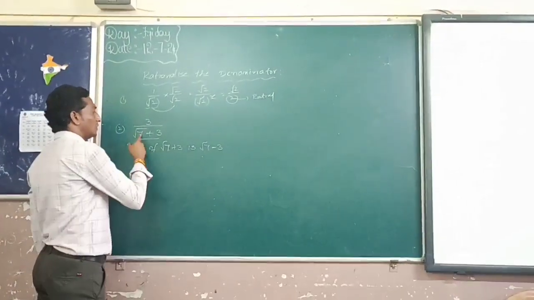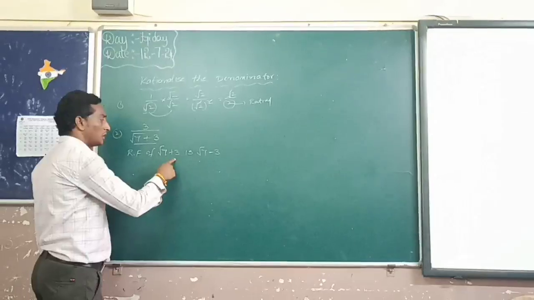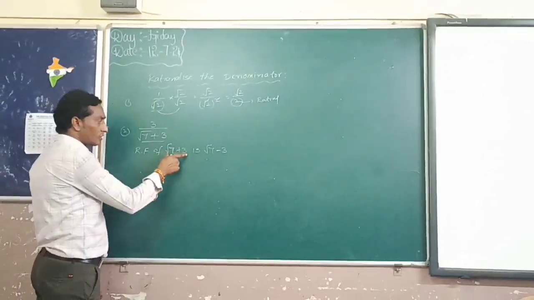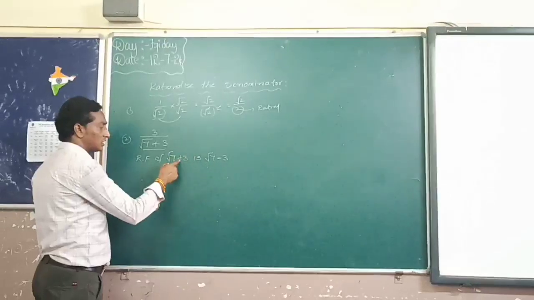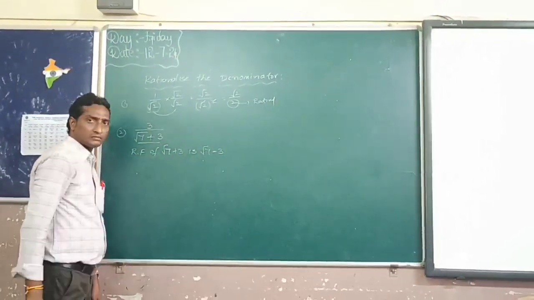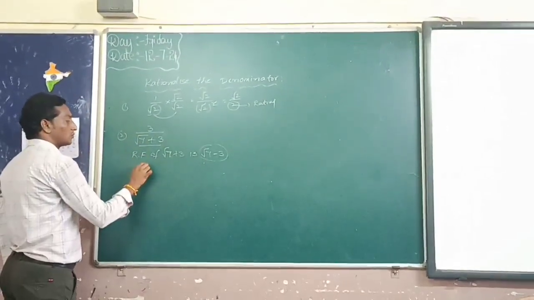By using the general form, root a plus root b means we take root a minus root b. The sign is opposite: here it is plus, so take minus; if it is minus, you take plus. So this is the rationalizing factor. Now do that process.